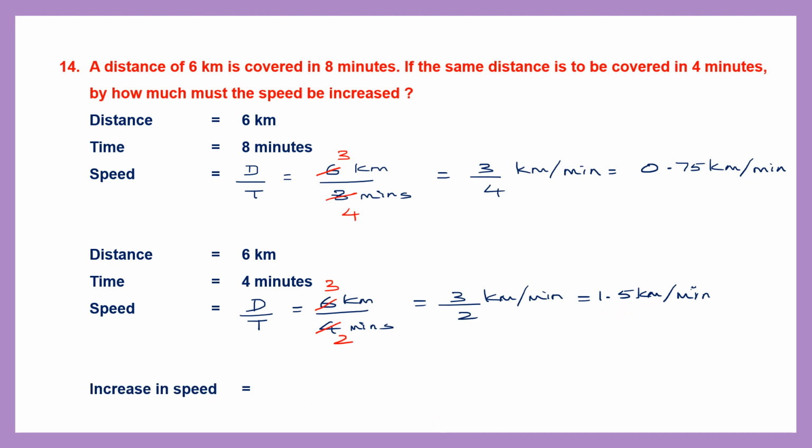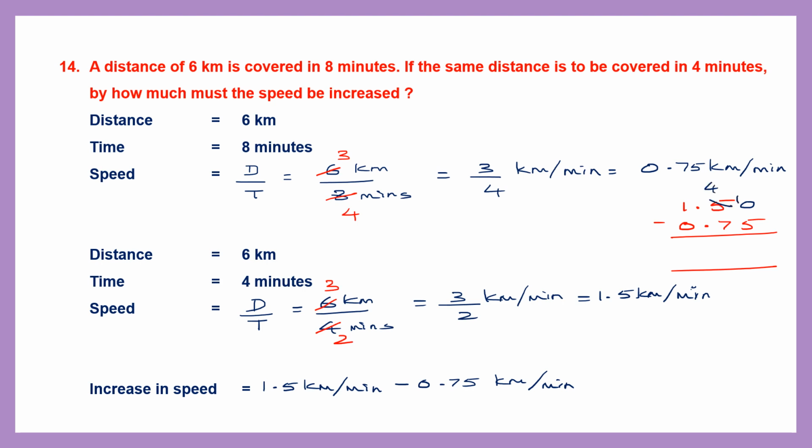So the increase in speed will be 1.5 kilometers per minute minus 0.75 kilometers per minute. So let's subtract these two numbers. So that is 1.5 minus 0.75. In the subtraction of decimal numbers, don't forget to put the 0 wherever there's a number missing. Now let's borrow. This is 4. 10 minus 5 is 5. 4 minus 7 you can't do. 14 minus 7 is 7. So we've got our answer.